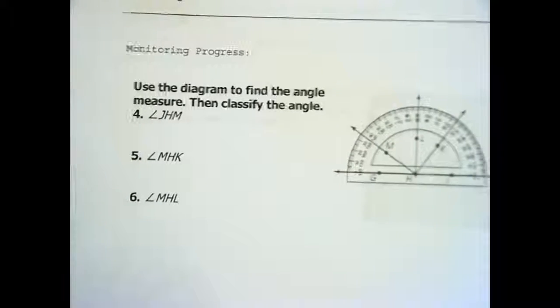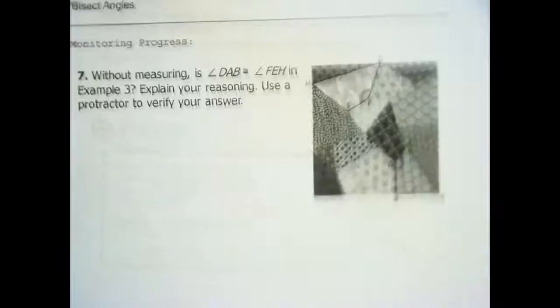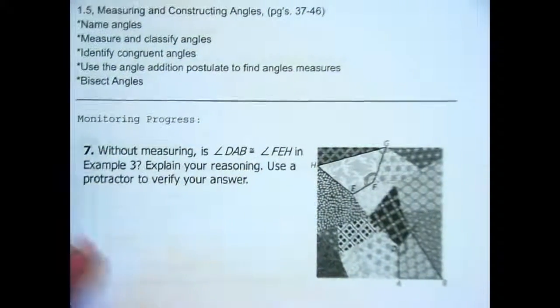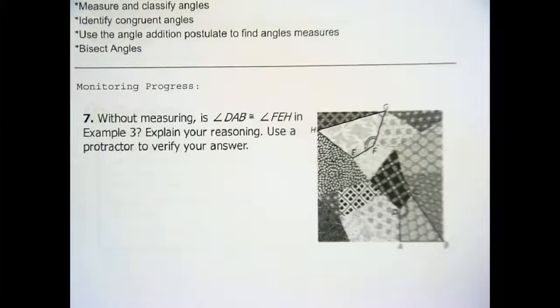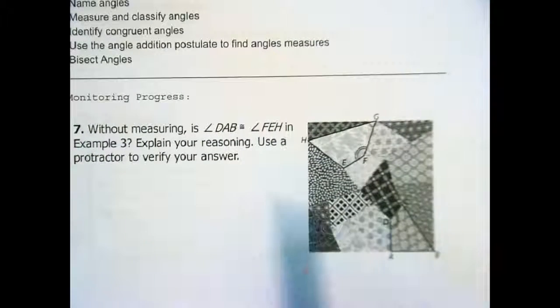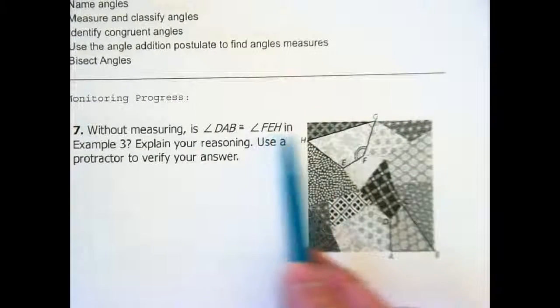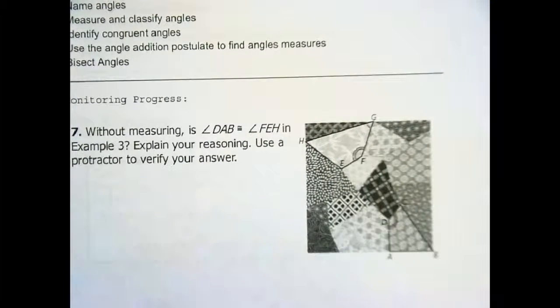Use the diagram. Then you know what? We're not going to do that again. You guys have already done enough of that. You were amazing with it. All right. Without measuring DAB and FEH, in example 3, this is example 3, by the way, is DAB congruent to FEH? Explain your reasoning.